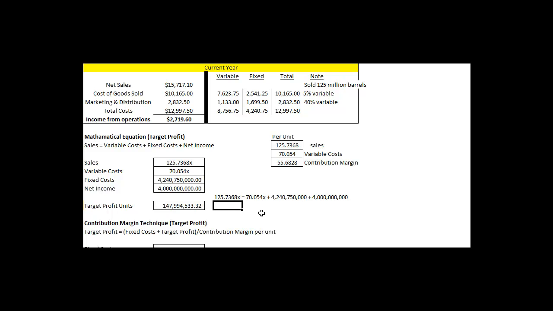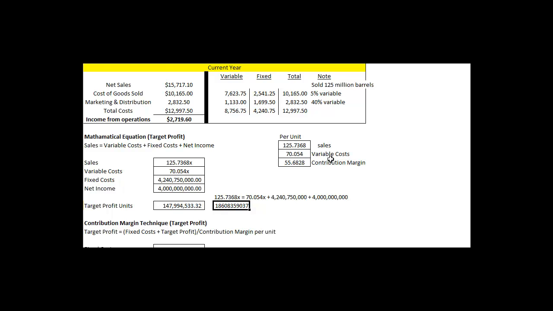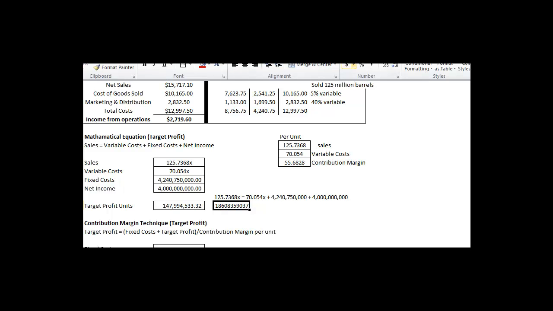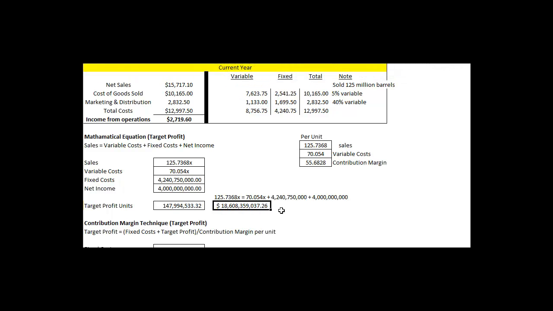So if I wanted that in terms of sales dollars, how many dollars do I have to sell to hit a profit of $4 billion? I take the units times how much they each sell for, which is 125, and I come up with, if I format this, $18 billion worth of sales. So their sales have to go up by $2.3 billion to hit an income from operations of $4 billion.